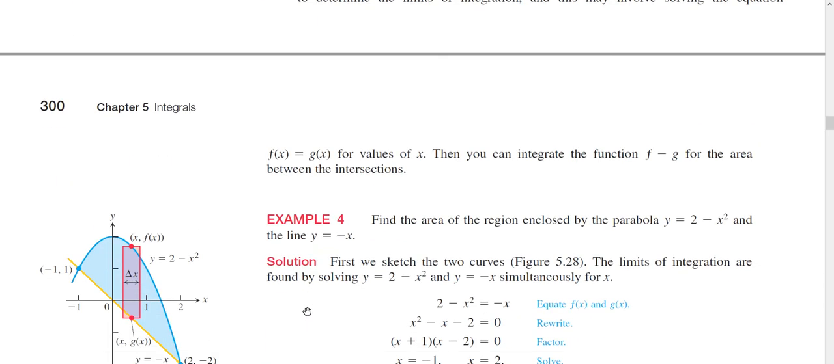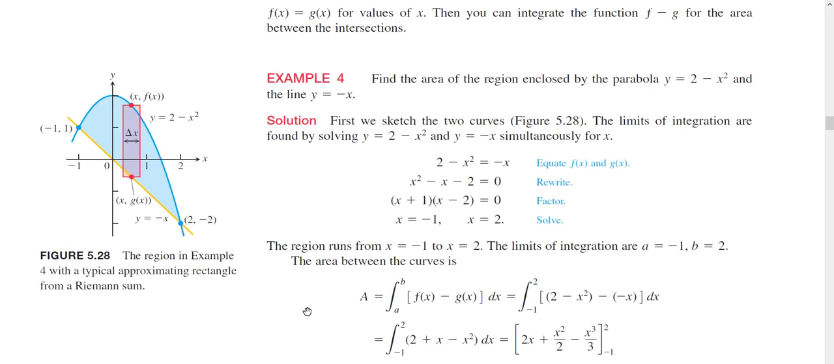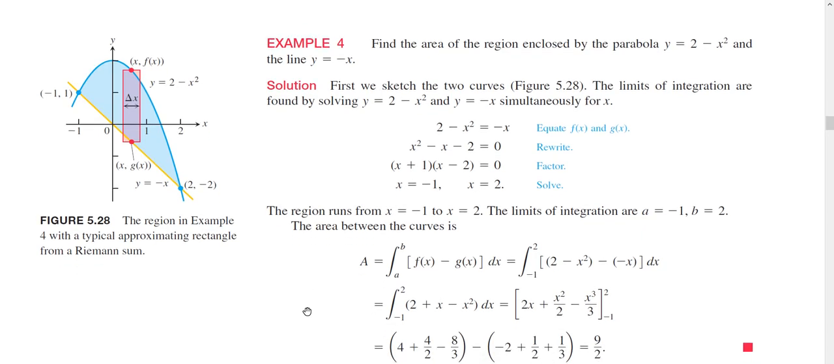So let's understand this concept by solving a few questions. So, first example. Example number 4: find the area of the region enclosed by the parabola y = 2 minus x squared and the line y = minus x.